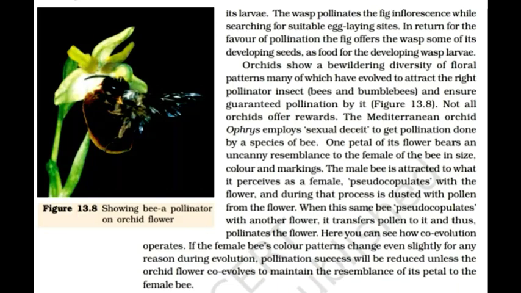It pseudocopulates with the flower, and during the process it is dusted with pollen from the flower. When the same bee pseudocopulates with another flower, it transfers pollen to it and thus pollinates the flower.